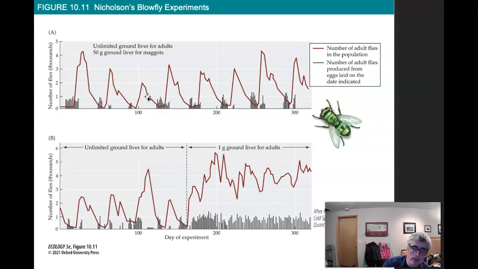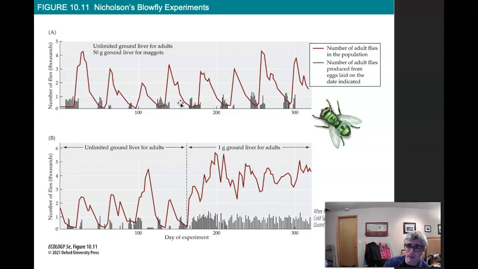Going down, none of these eggs are surviving. Population is dwindling. They lay a bunch of eggs. A bunch of those survive, which leads to a huge peak, which leads to a big section of, again, eggs being laid the whole time here, but there's just so many eggs being laid that those maggots are all fighting for 50 grams of ground liver.